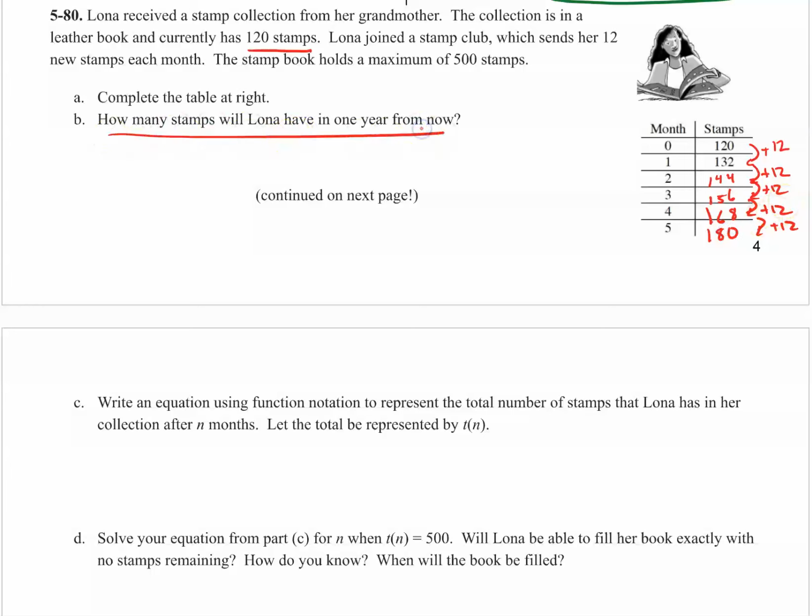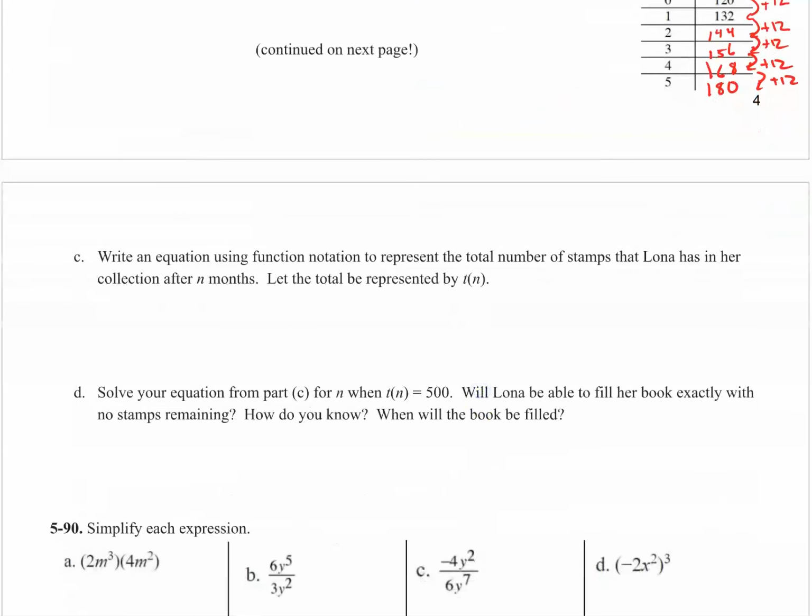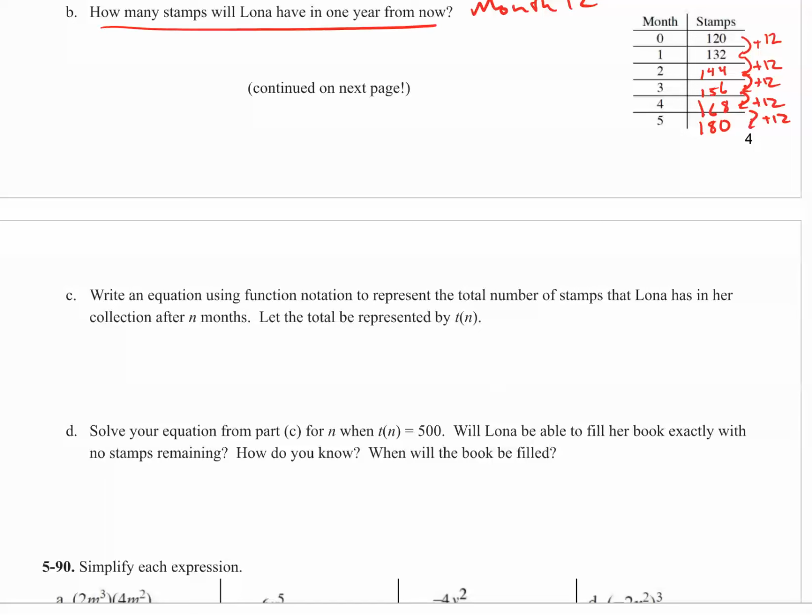How many stamps a year from now? Well, a year is month 12. Let's write an equation. We'll make that question easier to answer. So part C asks you to write an equation. Now I hope you can see the common difference is 12. That's what you're adding to get to the next term. But what about the starting value, or 0th term?